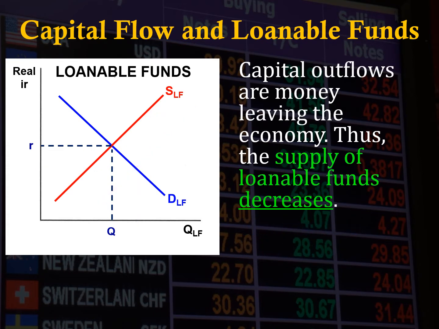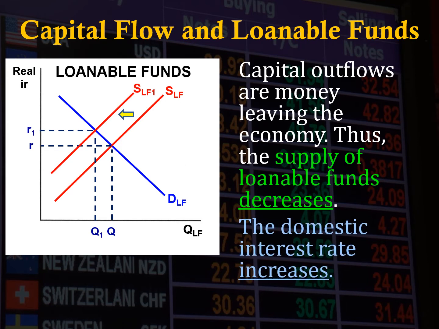On the other hand, capital outflows are money leaving the economy. That is less money for Americans to borrow from because that money is no longer available for Americans. So that shifts the supply of loanable funds to the left, increasing the domestic real interest rate. So money leaving the economy decreases the money available for loanable funds, lowering supply, increasing the domestic real interest rate.